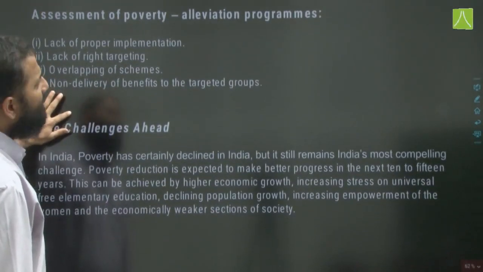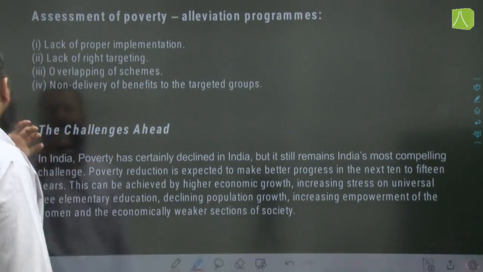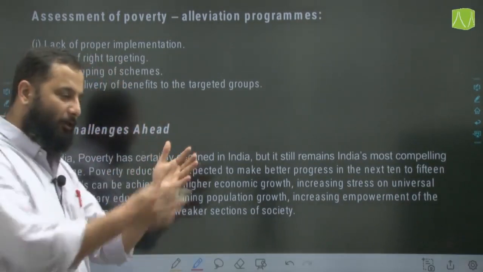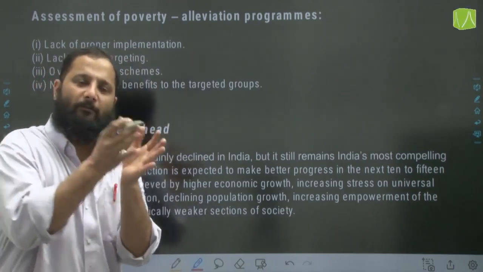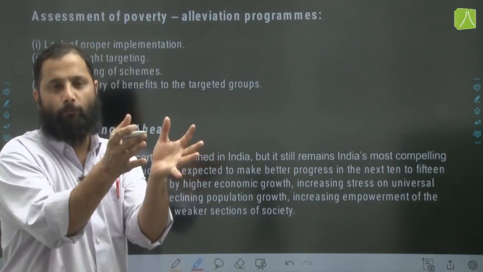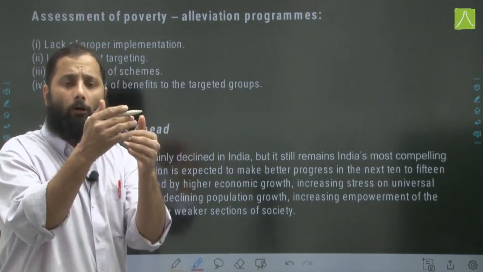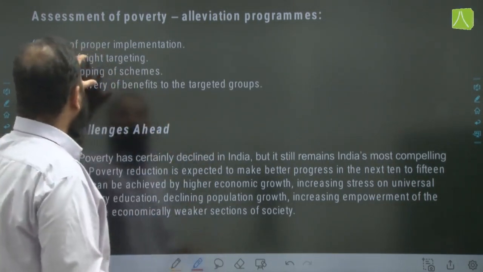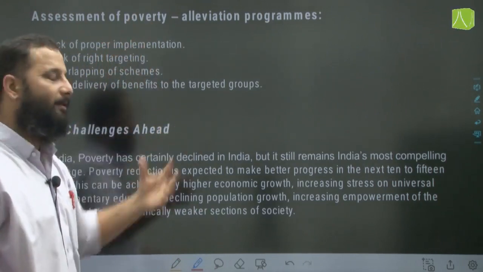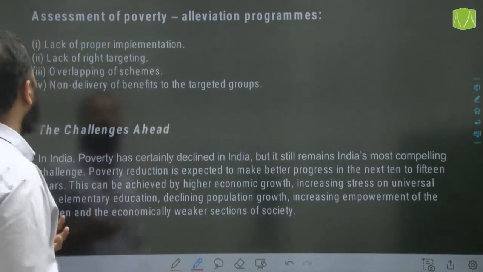Now, moving to the last section of our chapter, that is assessment. As you have seen previously when we talked about the various anti-poverty programs, many of the programs were targeted at the rural poor, and many of the programs were similar in nature, right. So, that is what will be there in the assessment of poverty alleviation programs.